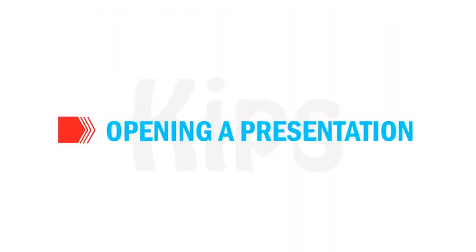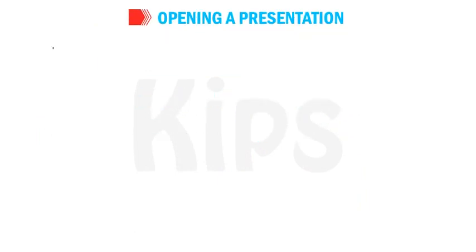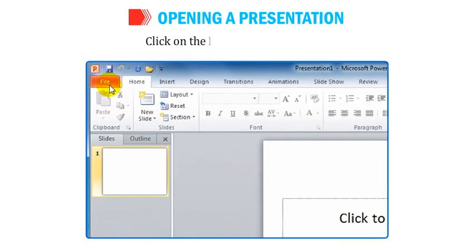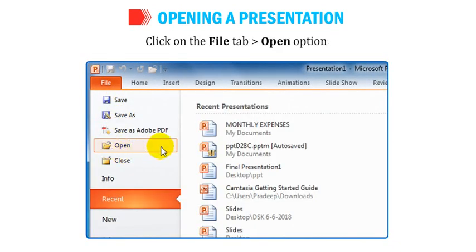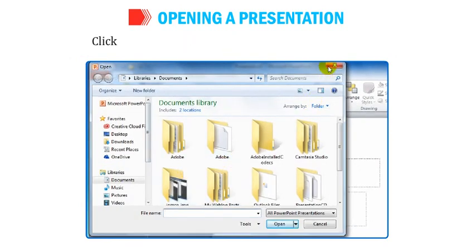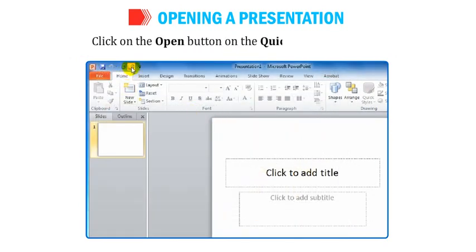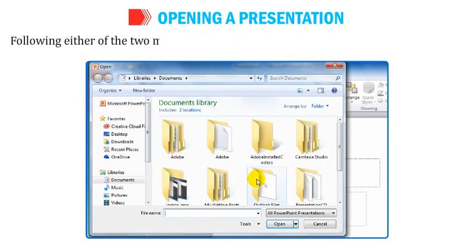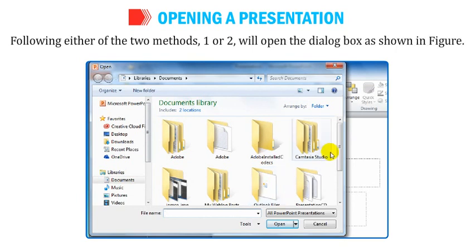Now let us talk about opening a presentation. There are 3 ways to open an existing presentation as shown below. Number 1, click on the File tab, then go to Open option. Number 2, click on the Open button on the Quick Access toolbar. Following either of the two methods, 1 or 2 will open the dialog box as shown in figure.